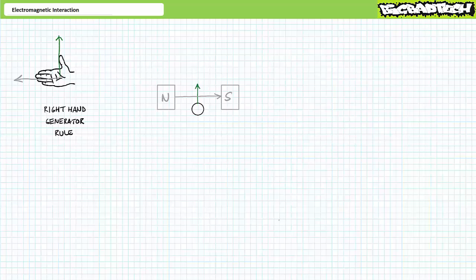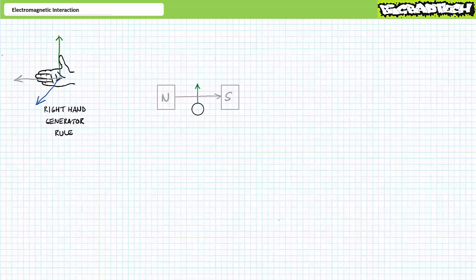Fleming's right-hand generator rule uses the open and outstretched right hand, where the thumb indicates the direction of movement and the extended fingers indicate the magnetic lines of force north to south. These are the generator's inputs: magnetism and movement. The output, electricity, is an arrow shooting straight out of the palm, where the direction of the arrow indicates the direction of conventional current flow established by the resultant induced voltage polarity.